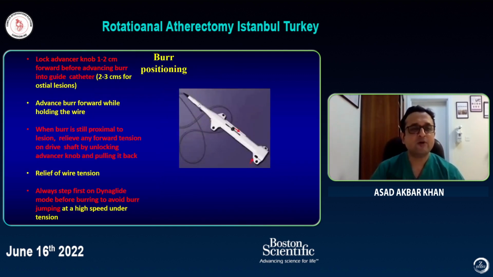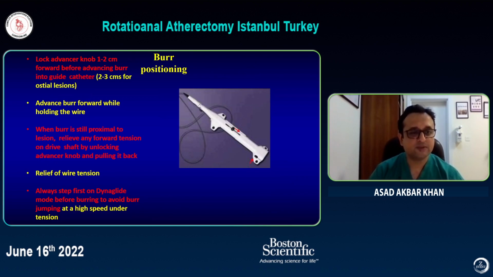The wire should be visible behind the console, and there should always be a torquer on it when you're working on it. In terms of wire position, burr positioning, preferably always keep your knob 1 to 2 centimeters ahead of the burr, because that will give you some room to pull back into the healthy segment after you have done rotablation, rather than ending up in the diseased segment. Preferably a bit more when you're doing ostial lesions.